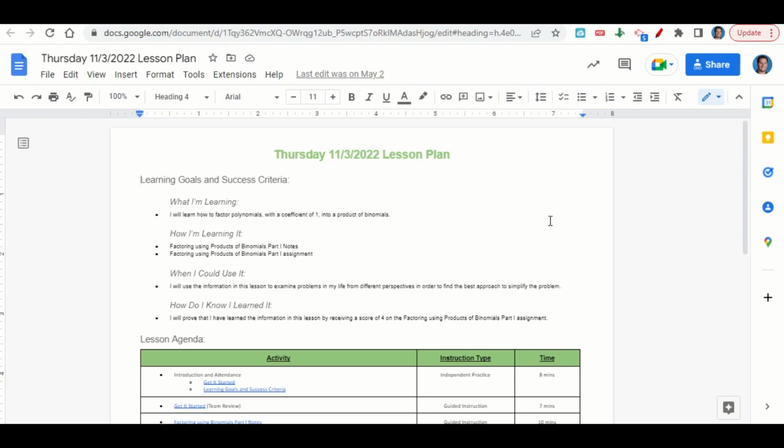When can we use this information? To examine problems in your life from different perspectives in order to find the best approach to simplify the problem. How do we know we learned it? By getting a score of 4 on the Factoring Using Products of Binomials Part I assignment.